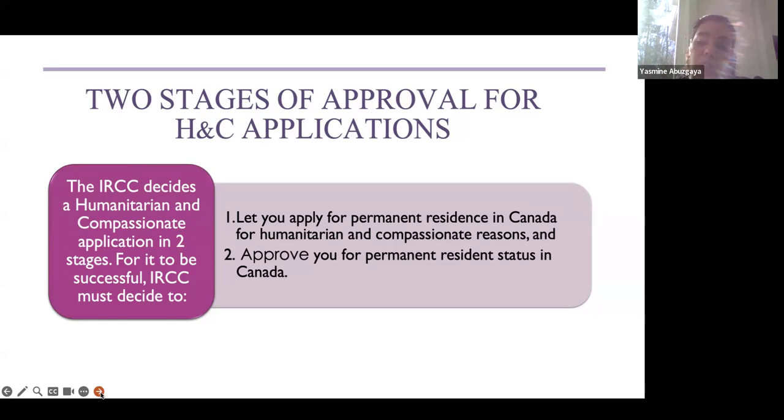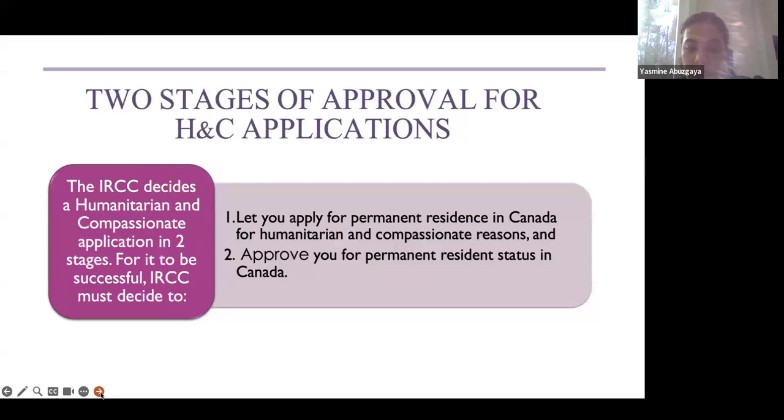This larger package, like we said, includes the forms, it includes the fees for the agency application, it includes personal documentation that you're going to be providing that goes to these three factors that we discussed: the hardship, the establishment, the best interest of the child.